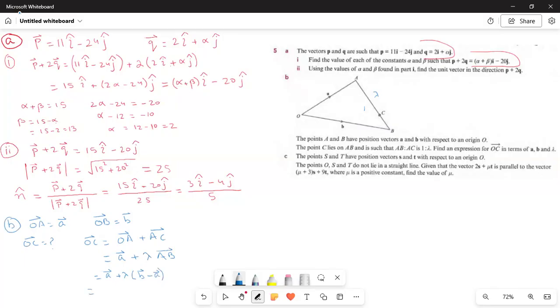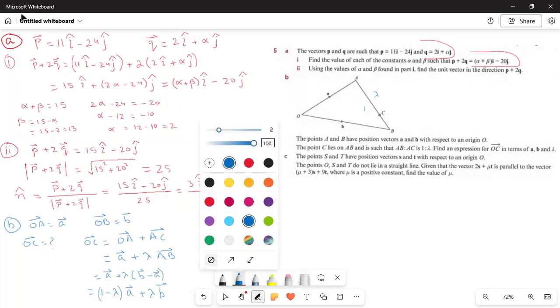So this is going to be A minus lambda A, so it is going to be 1 minus lambda, times A plus lambda B. So OC is (1 minus lambda) A plus lambda B. This is what we have to do. We are asked in this part to find an expression for OC in terms of A, B, and lambda. We did this.